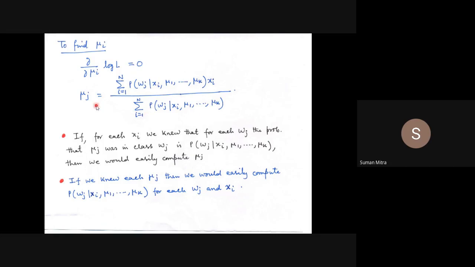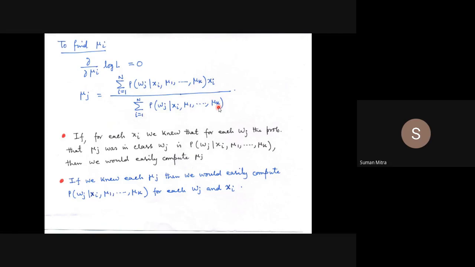Now, what is this one? You see, this one is nothing but a weighted mean. Look at this expression that I am circling using my pointer. This is nothing but a weighted mean with weight as this: probability of Wj given xi, mu1, mu2 to mu k, over the summation of probability of Wj given xi, mu1 to mu k. We'll see how we are getting it.